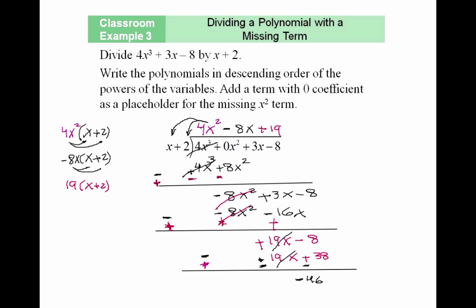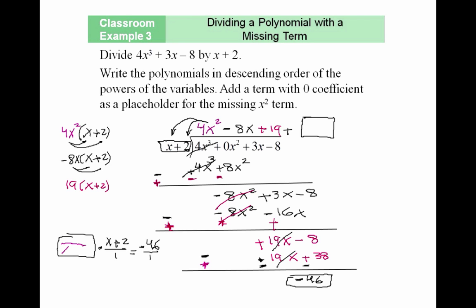All right, the last step is, what times x plus 2 gives me this remainder? So let's write it like this. What times x plus 2 over 1 gives me the quotient minus 46 over 1. So this must be a fraction. The bottom of the fraction, I have to put x plus 2, the divisor, and the top of the fraction I get minus 46.